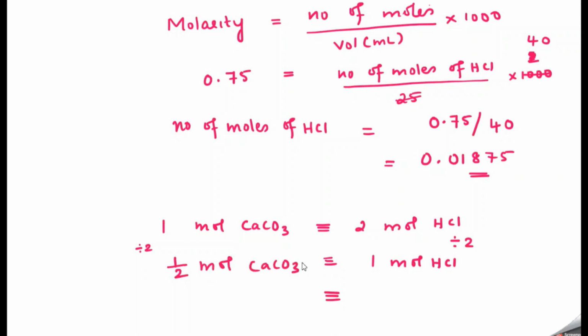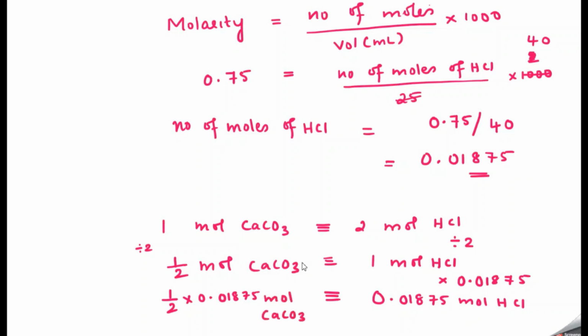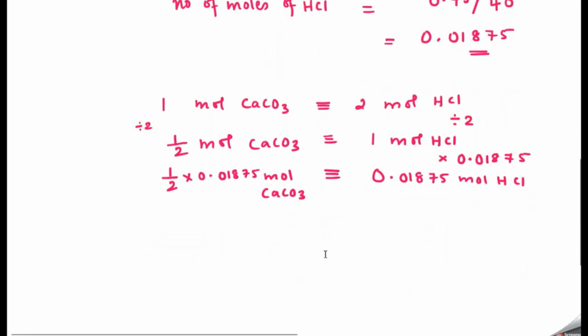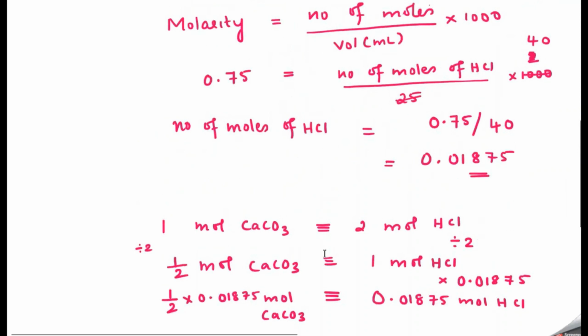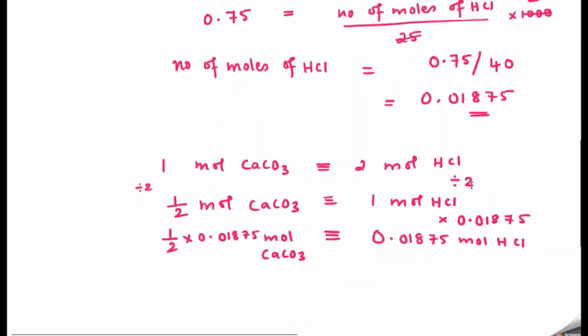But you have how many moles of HCl? 0.01875. So multiply by that number on both sides. Why am I doing that? Then I will get 0.01875 mole of HCl needs how many calcium carbonate. So I can say 0.01875 mole HCl, and multiplying here this will become half into 0.01875 mole calcium carbonate. So I got the number of moles of calcium carbonate which is required for this particular solution. We have 25 ml 0.75 molar HCl, which is equivalent to 0.01875 moles of HCl.